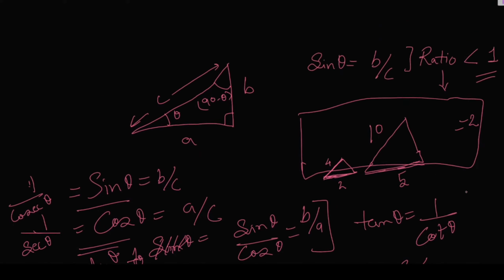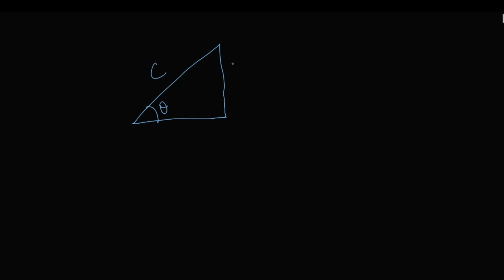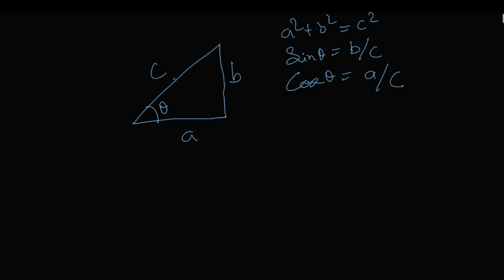So I just said a few minutes back that the ratio is always less than 1 for sin theta. Let's see what I mean by this. Say we have this triangle with theta, C, B and A. So we know A square plus B square is equal to C square. We also know sin theta is equal to B by C, cos theta is equal to A by C. Now we know from our previous classes that the hypotenuse of any right angle triangle is the largest side of the triangle. That means C would be greater than B, and also C is greater than A. Right?